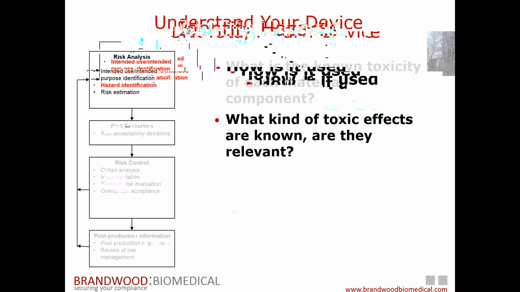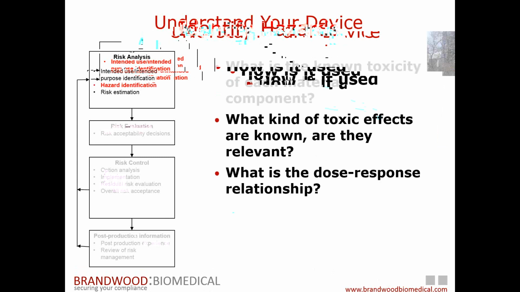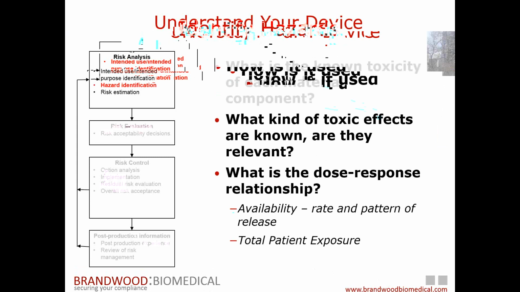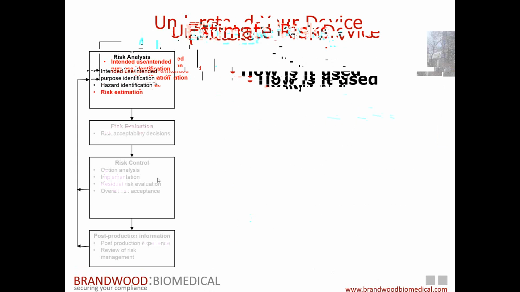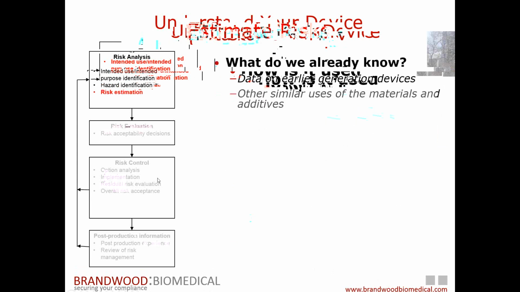So then we need to identify the hazards. We firstly say, well, what's the known toxicity of each of the material components that are available to the tissues? What kind of toxic effects are known, and are they relevant to the use of my specific device? And what's the dose-response relationship? Where do we find out that information? We need to think about the availability, the rate and pattern of release, and the total patient exposure. I'm just going to move on and say, well, firstly, where do we find out? What do we already know?